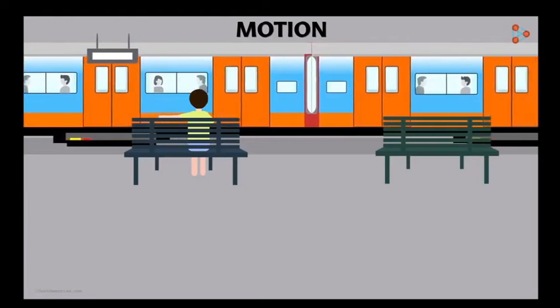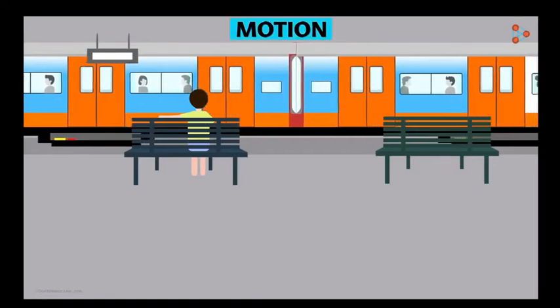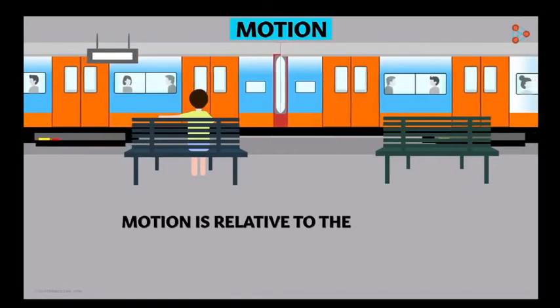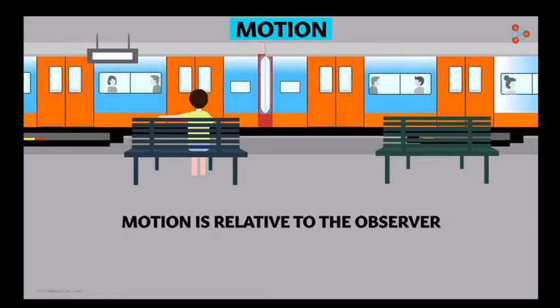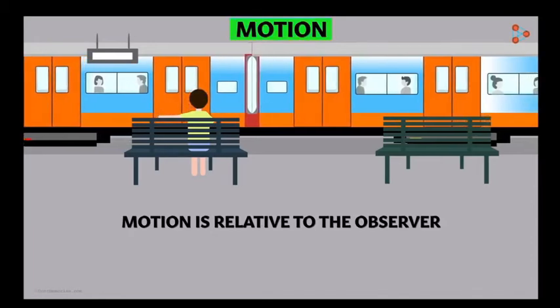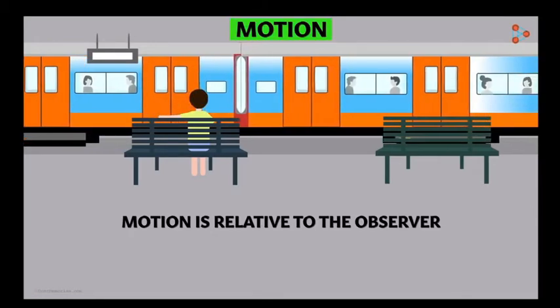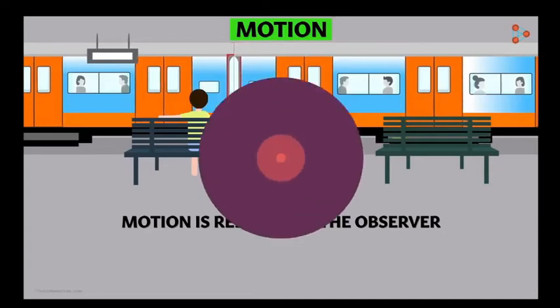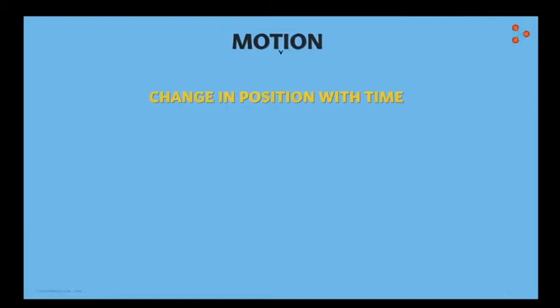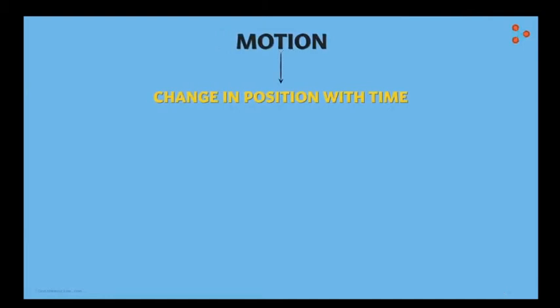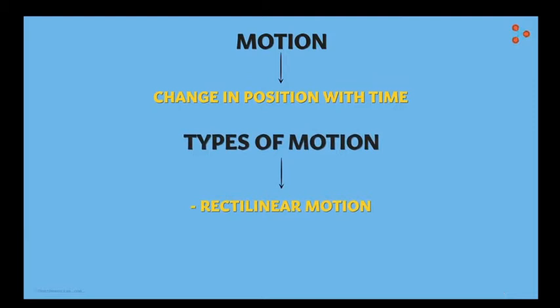What does this tell us? This means that the motion of any object is relative to the observer. For different observers, the motion may be different. We will learn more about this in higher grades. In this video, we understood the definition of motion. We also discussed one of the types of motion called rectilinear motion. In the next video, we will see a few other types of motion.